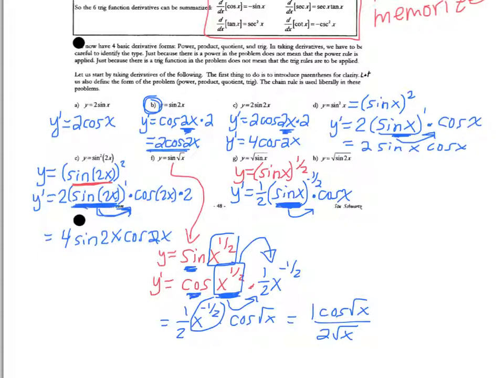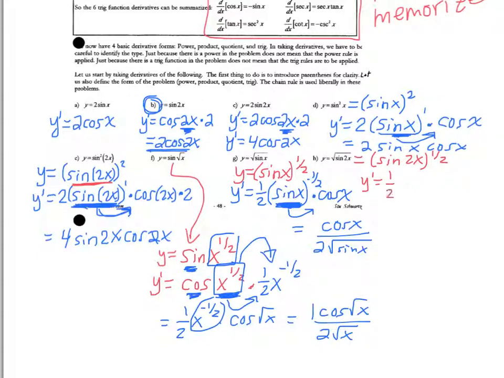So if you were to simplify this, you would have up top cosine of x all over 2 times the square root of sine of x. So if it's multiple choice, that's what you're likely to see. Okay? And our last one here, this is the same as the quantity sine of 2x to the 1/2 power. So that's still equal to y, and now I'm ready for y prime.